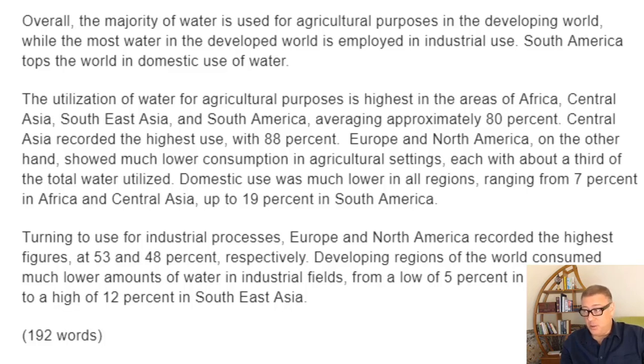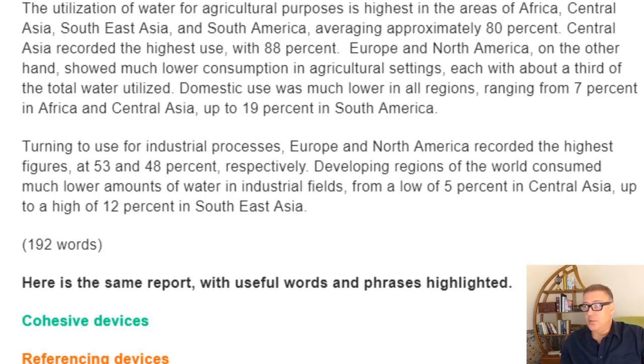Domestic use was much lower in all regions, ranging from 7% in Africa and Central Asia to 19% in South America. So let's say that's 5. 4 and 5, talking about those. Turning to the use for industrial processes, Europe and North America recorded the highest figures at 53 and 48%. There's 6, 7. Developing regions of the world consume much lower amounts of water in industrial fields, from a low of 5% in Central Asia up to a high of 12% in Southeast Asia. So really it's only about 9, 10 pieces of information that I've included, because I've combined all of these.